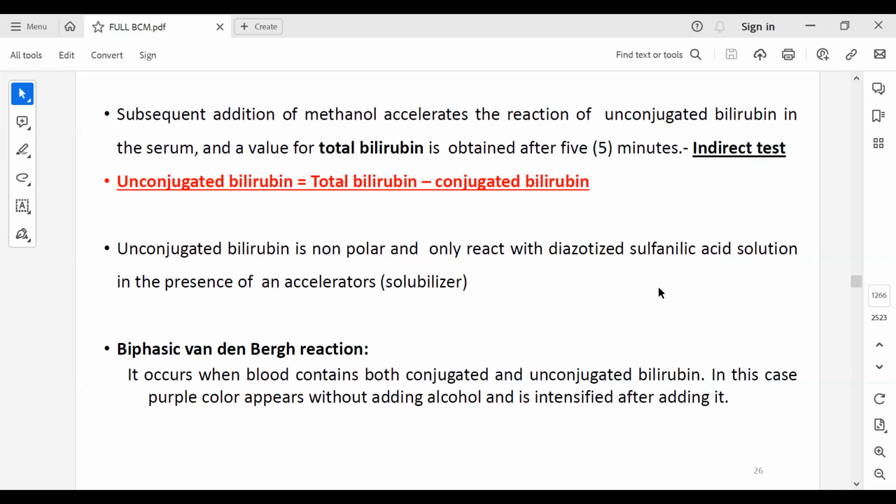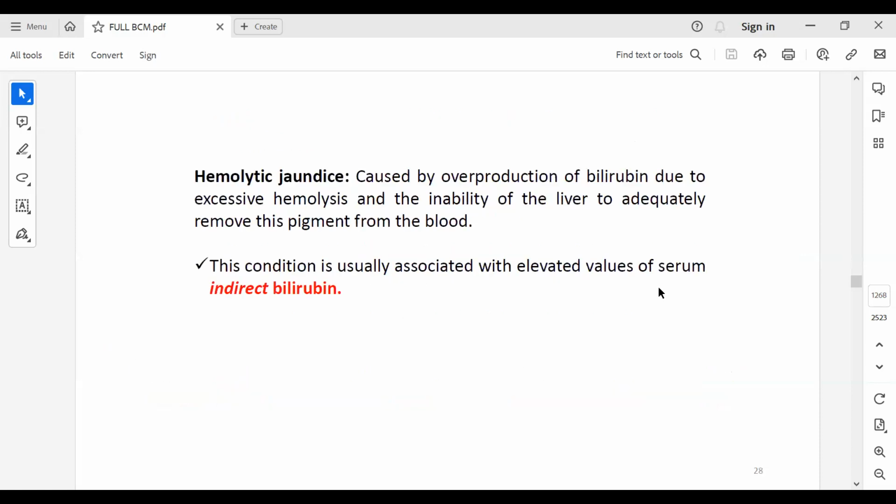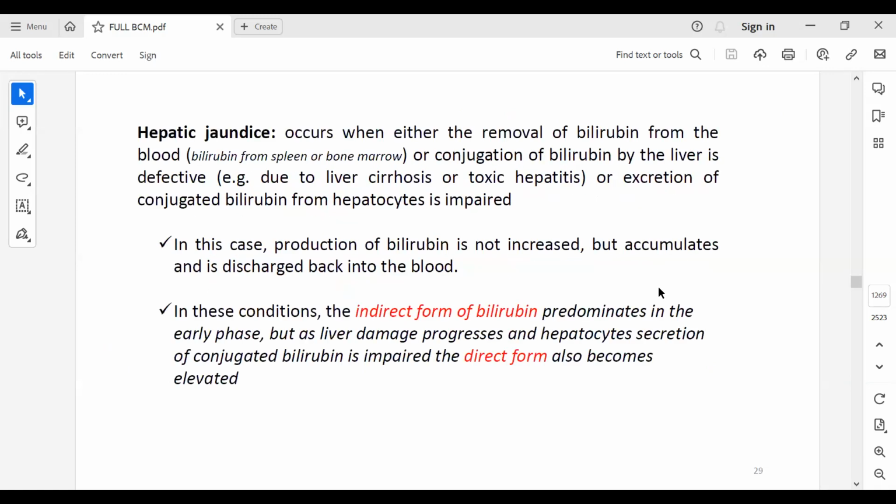When you add methanol, it accelerates the reaction of unconjugated bilirubin in the serum, and the value of total bilirubin is obtained after 5 minutes. So unconjugated bilirubin will be equal to the total bilirubin which you've gotten after adding methanol minus the conjugated bilirubin. So we do not test for the unconjugated bilirubin. We have to calculate that. So hemolytic jaundice will have more of the indirect bilirubin, which is unconjugated.